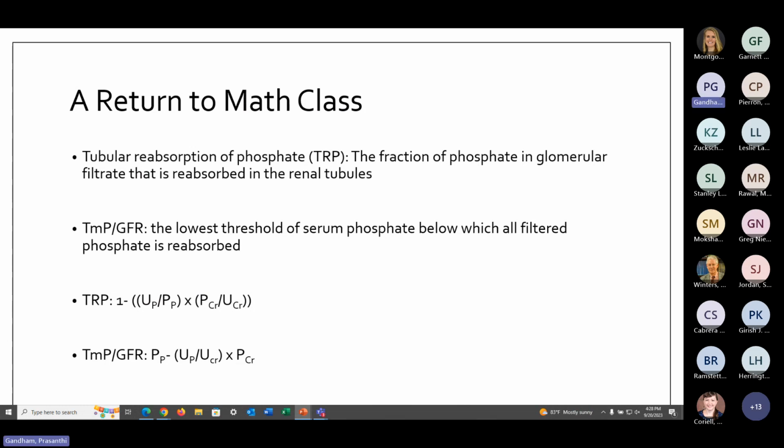Because your TMP is dependent on renal function, the TMP-GFR is the best measure of the actual renal tubular phosphate reabsorption. A low TMP-GFR in spite of low serum phosphorus is indicative of renal phosphate wasting, and this calculation is typically made after obtaining a serum fasting phosphorus and creatinine level and a second void urine sample.